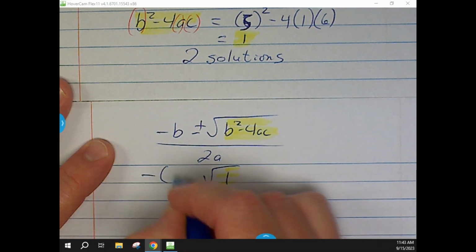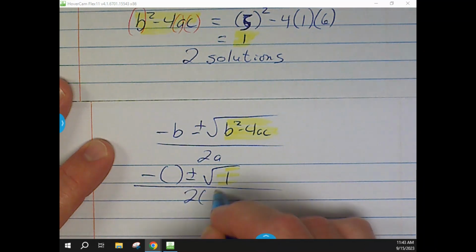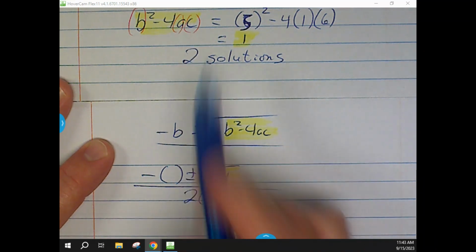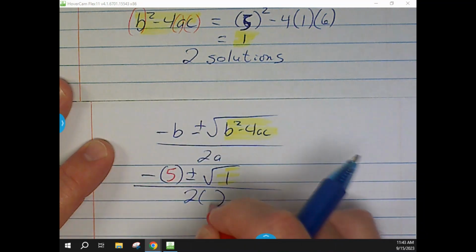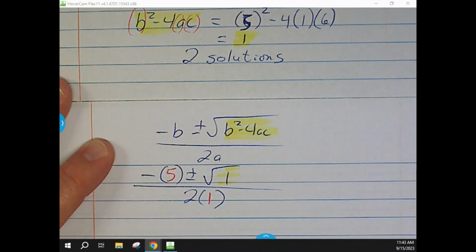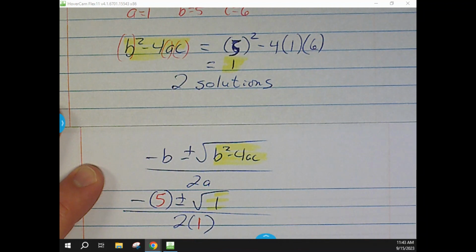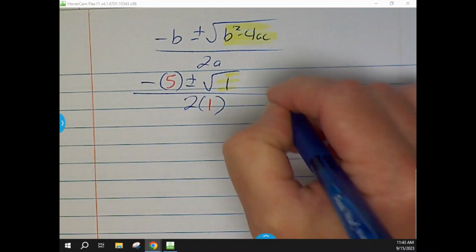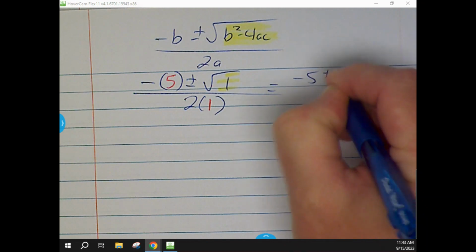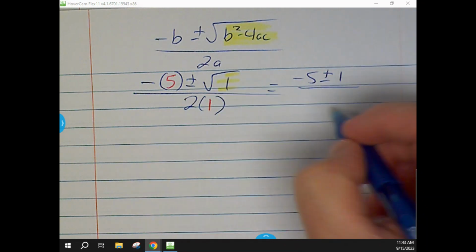All right, so we're going to do the negative of b plus or minus that over 2 times the a. Well, b was 5, and the a value was 1. Again, this is the hardest part you've got to do, the b squared minus 4ac. This one works out nice because it's just the square root of 1. So that's just 1. It's negative 5, and 2 times 1 is 2.